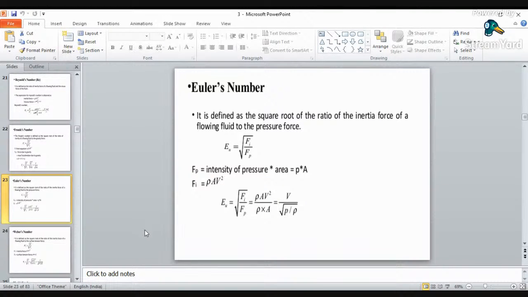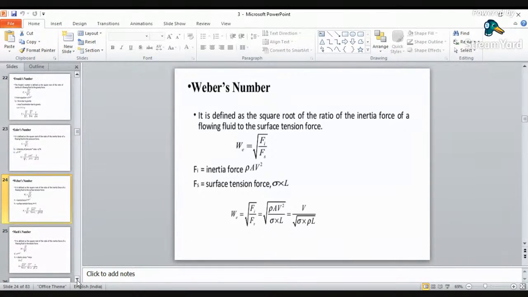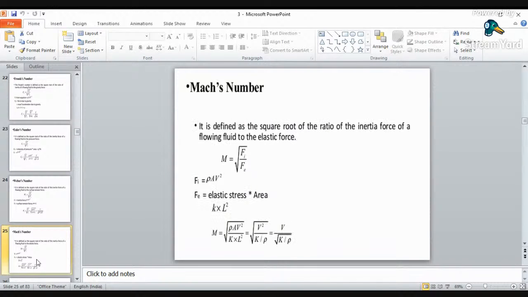So it is a ratio of inertial force to a pressure force. Inertial force to pressure force can be calculated as V by square root of P by density. Next is Weber's number. It is again defined as the square root of inertial force to surface tension. It can be calculated as V, velocity, to the square root of surface tension into density into length.